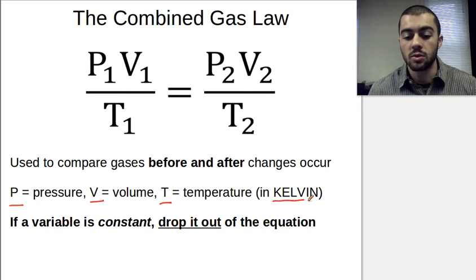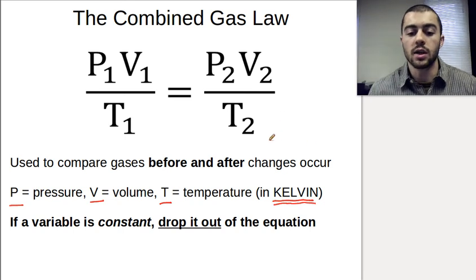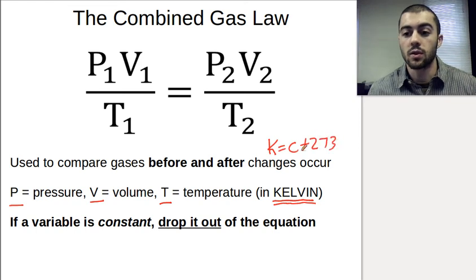Very important with the temperature here, it always has to be in Kelvin when you go to use this equation. So if you have a Celsius temperature, you have to convert it to Kelvin. Remember, our formula for that is Kelvin equals Celsius plus 273. So just add 273 to the Celsius temperature to get Kelvin before you plug it in. If you have your temperature in Kelvin already, then you can just use that. You don't need to convert it at all. It needs to be in Kelvin when you use the temperature in this equation.